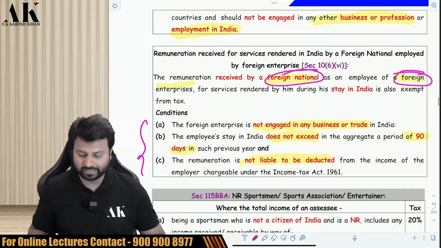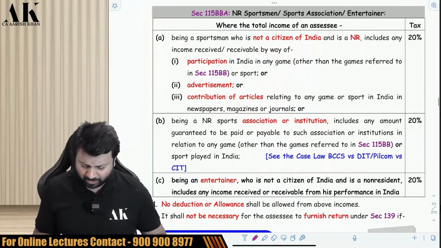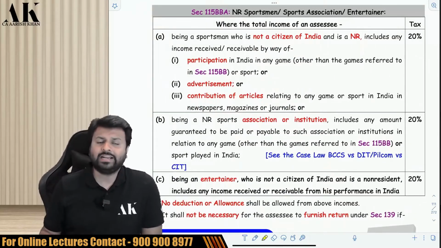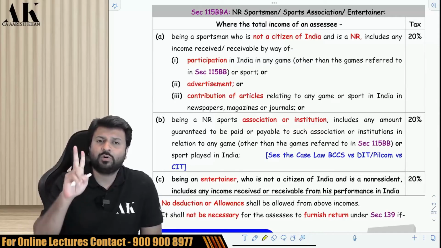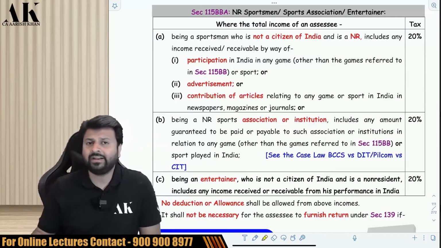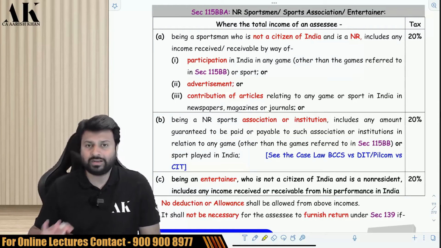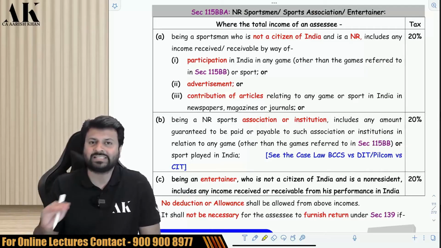You can check it over here. The next one is a very important section for your exam. That is talking about sportsmen, sports associations and entertainers. If these people are coming to India and earning money out of India, then that will be subject to what? Tax. It is not exempt. It is subject to tax at a particular rate.